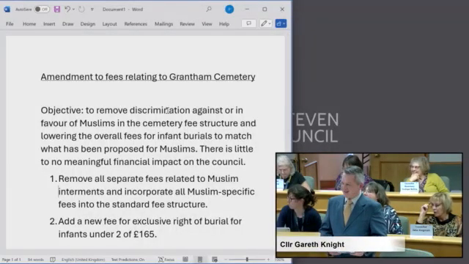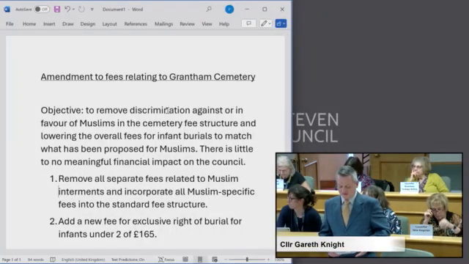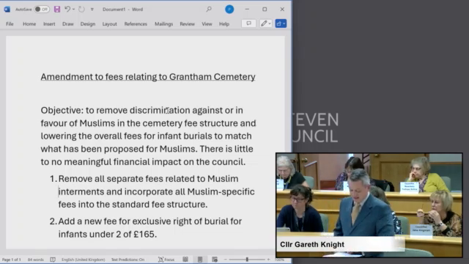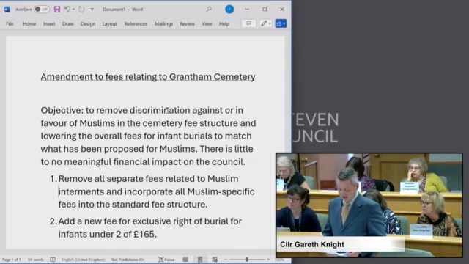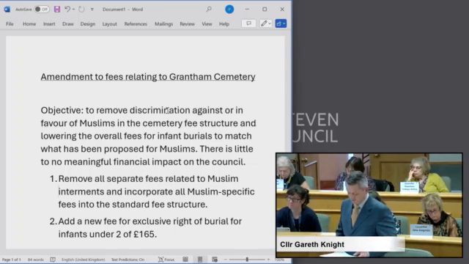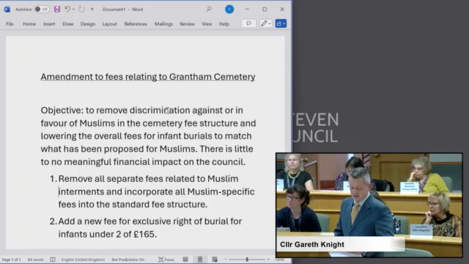There we are. Firstly, it gets rid of the separate fees for Muslim interments entirely, so there will be no discrimination against or in favour of any resident based on religion. And secondly, because the nature of getting rid of the Muslim interment fees is to increase the cost of burial of a Muslim child aged 2 or under, it introduces a new lower fee for exclusive right of burial, which in effect keeps the cost of burying a young child at the same rate it would have been for a Muslim child.